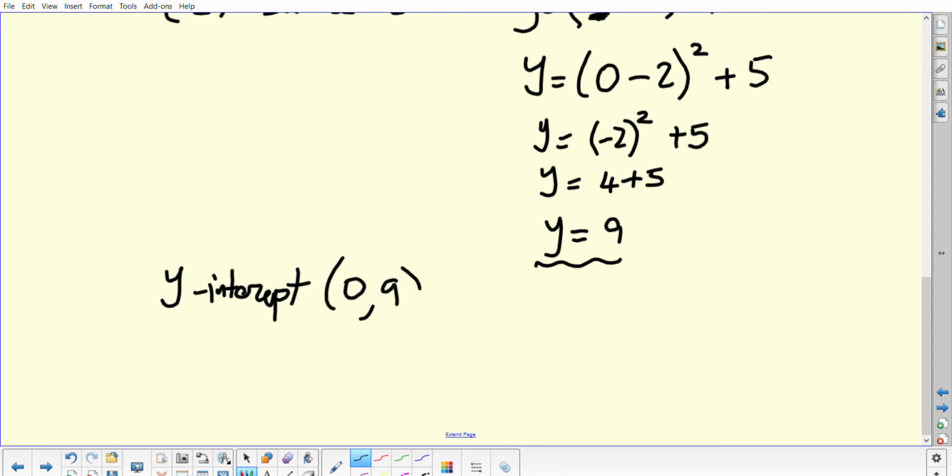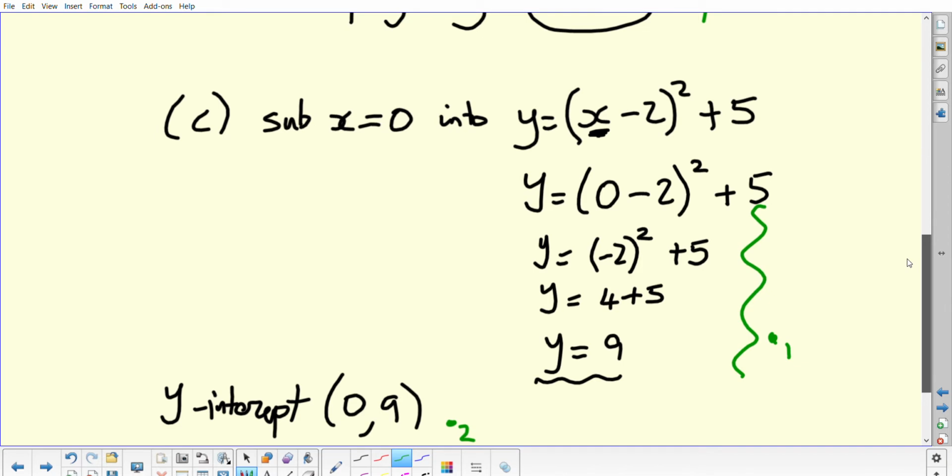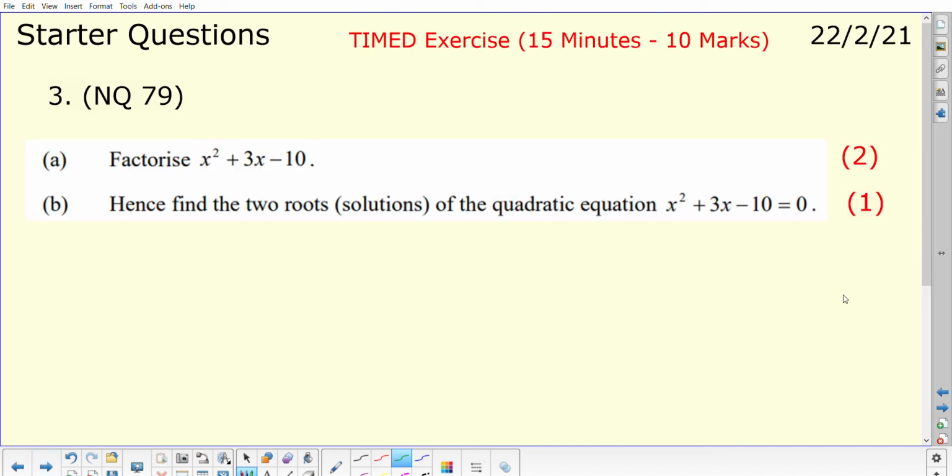And in order to get the 2 marks here, this piece of working would represent one of the marks, and the second mark would be for actually stating the coordinates of your point. So knowing to sub in x equals 0, that's one of the marks, and the second bit to earn the full mark should be looking to state the coordinates of the point.